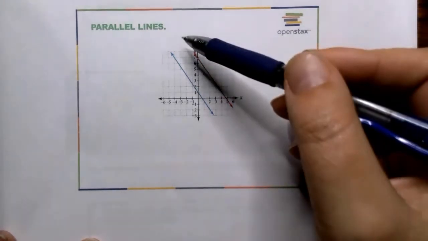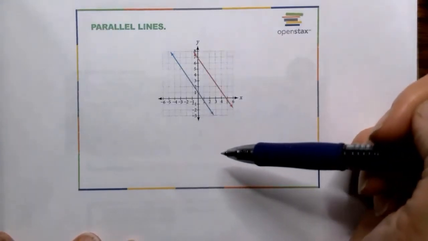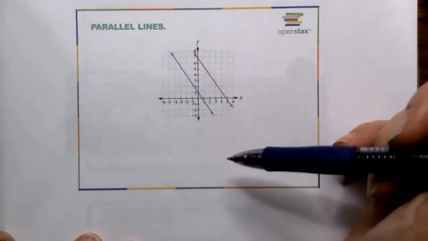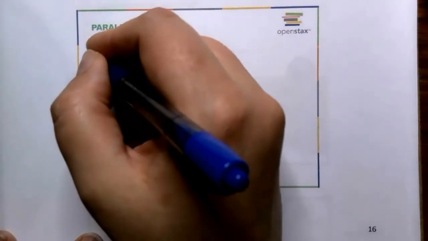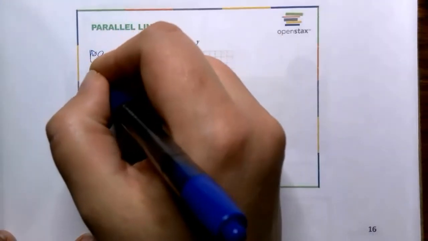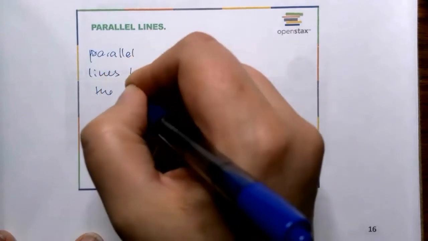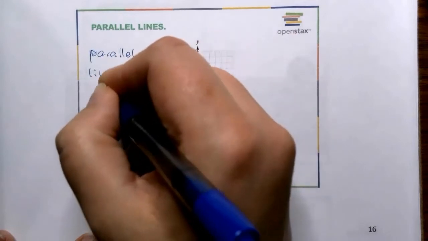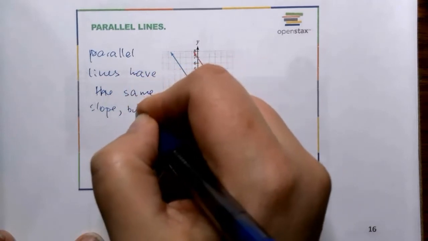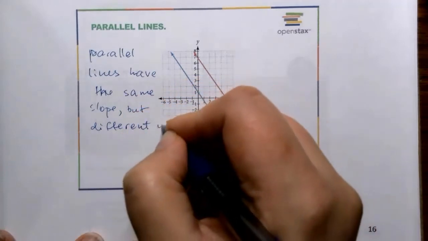Okay, so parallel lines. This is the illustration of parallel lines. Parallel lines never cross, and that happens because they have the same slope. So parallel lines have the same slope, but different y-intercepts.